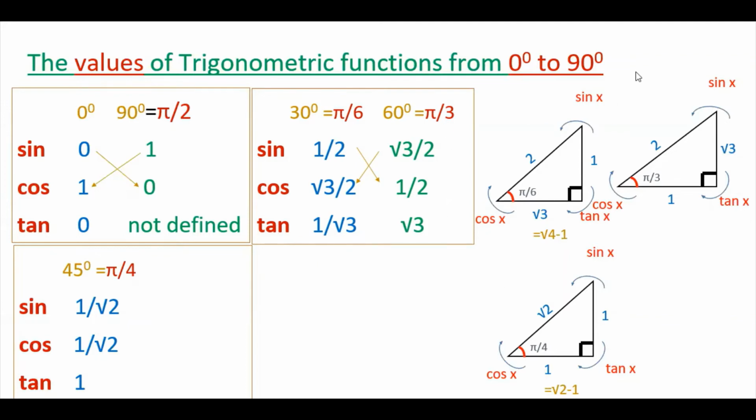You can remember by using these figures also. I have already explained this in my previous video about these figures. And here sine pi by 4, that is 45 degrees, is 1 by root 2, and cos pi by 4 is 1 by root 2, and tan pi by 4 is 1. Please remember these values in terms of radians.